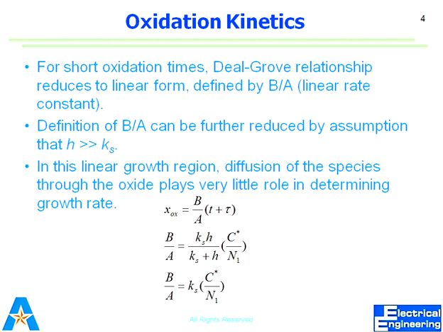Okay, so we have completed the linear region. That is for thin oxide layers. We say this is the linear region, because in this region the oxidation rate gives linear oxide growth, and in this case the problem is with the reaction rate constant.